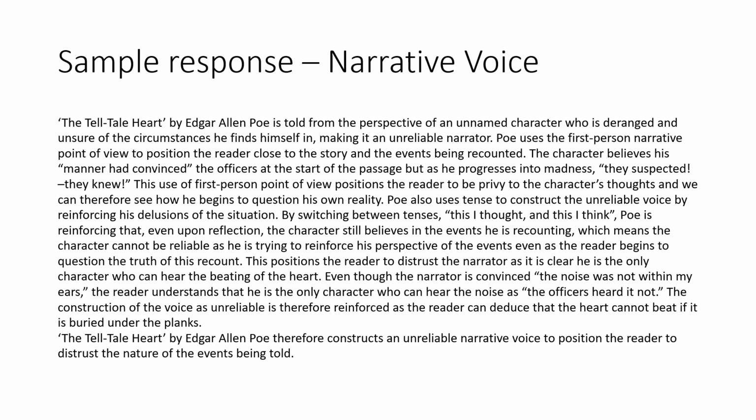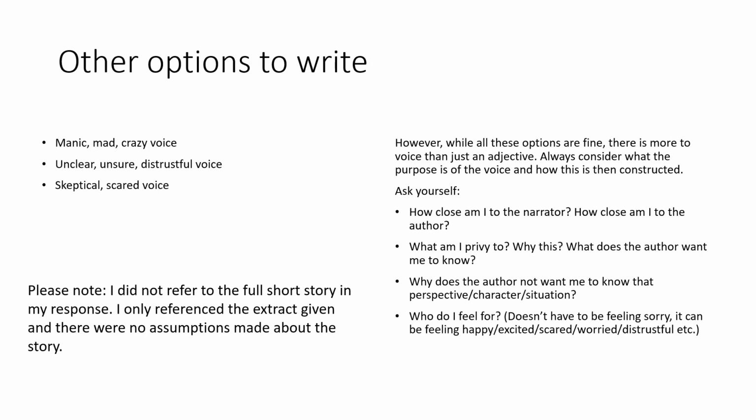However, I'm going to go into a lot more detail about authorial voice next. And this might be something that's too difficult for your students, and that's okay. But we are going to quickly cover just a few other options to write. And here I have certainly included the tonal words that you can use, so whether it's manic, mad, crazy, unclear, unsure, distrustful, skeptical, or scared, any of those you can certainly talk about, but there's just so much more to voice than just an adjective, and it's about considering the purpose of the voice and then considering how it's constructed.